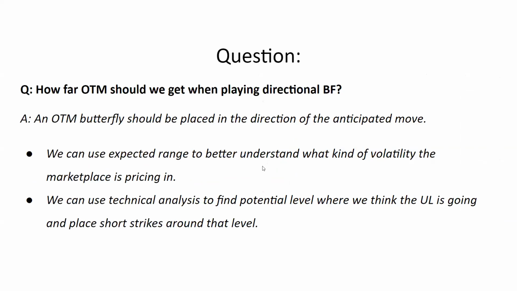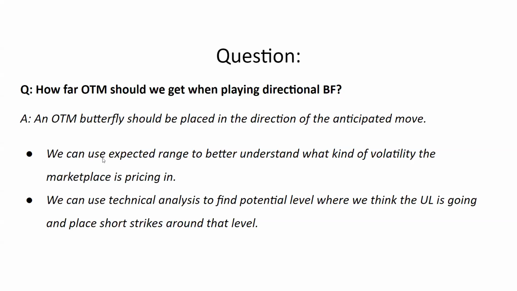Right. So we had a couple of questions, and we'll just go through these questions, and I will have you guys on your way. So the first question was, how far out of the money should we get when playing directional butterflies? An out of the money butterfly should be placed in the direction of the anticipated move. As I just mentioned, if we're bullish, we want to place a call butterfly out of the money to the upside, and if we're bearish, we should be placing a put butterfly out of the money to the downside using all puts.